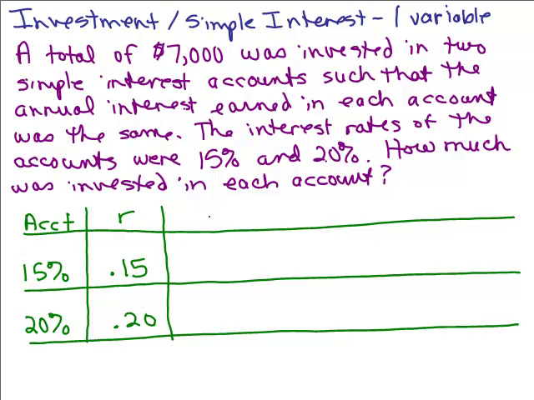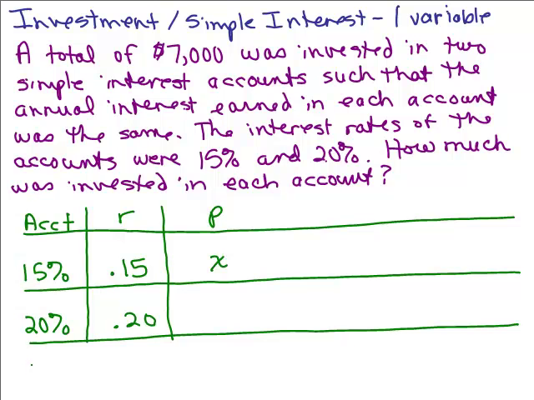All right, now what about the principal? Okay, so this is the tricky part. We have a total of $7,000, so we don't know how much is in either account. So we're going to use one variable. Let's just say we put X dollars in one account.